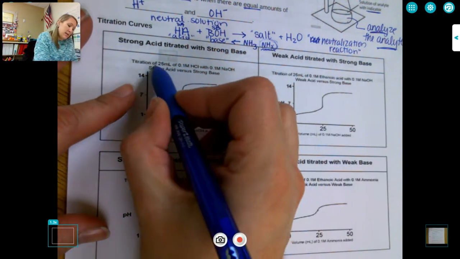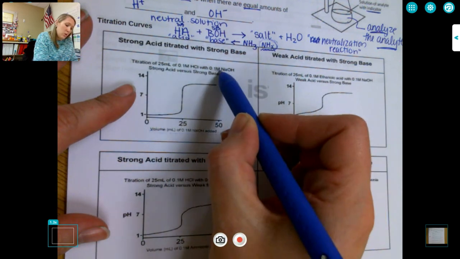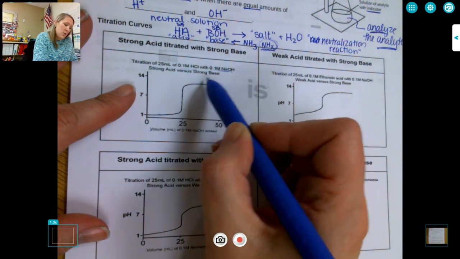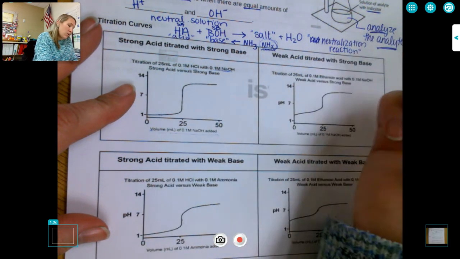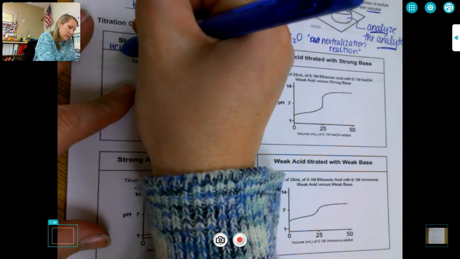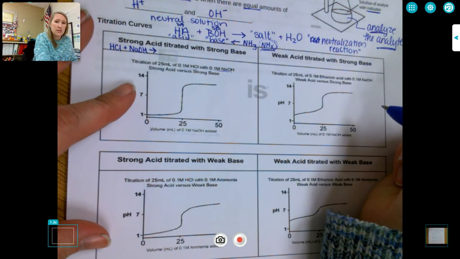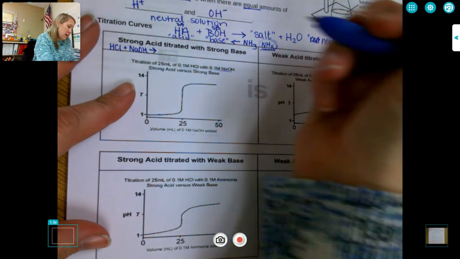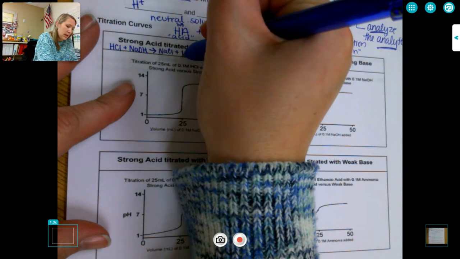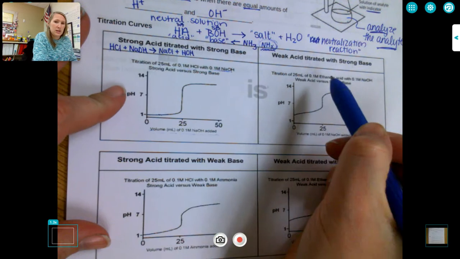So here we have the titration of 25 milliliters of a 0.1 molar HCl with 0.1 molar sodium hydroxide. Again, HCl is a strong acid, NaOH is a strong base. So our overall reaction is HCl plus NaOH, strong acid, strong base, so it's a one-sided arrow, and it makes sodium chloride and water, which we can write as HOH since we pulled the hydrogen from the hydroxide.